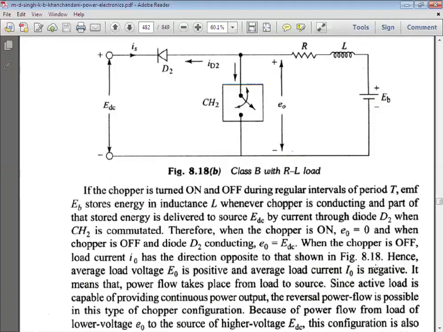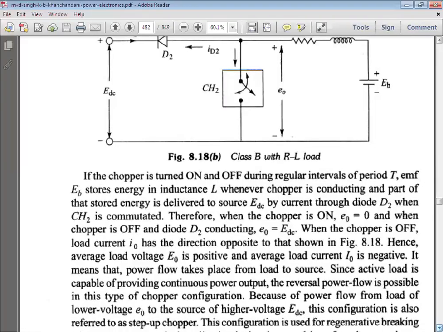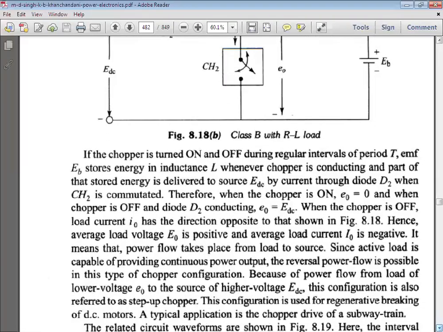Therefore, you can see here when the chopper is on, E naught is equal to 0, and when the chopper is off, diode D2 is conducting. When the chopper is off, with diode D2 in conduction mode, E naught is equal to EDC. So when the chopper is off, the load current, that is I naught, has the opposite direction. The average load voltage E naught is always positive, and the output current I naught is negative. Or simply, in this case the power flows from the load to the source.